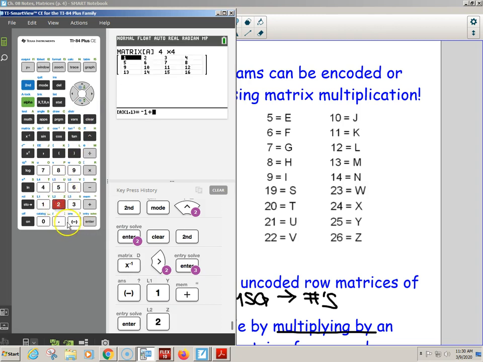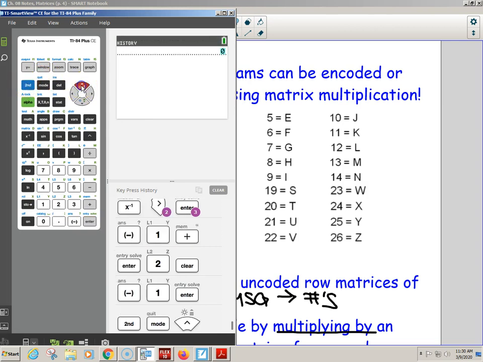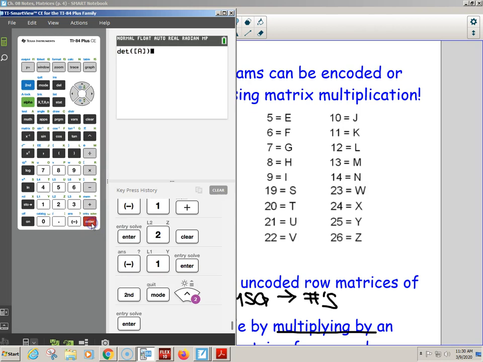Oops. Okay, now let me try my determinant. Well, that's a bummer. Who knew I would make a determinant of 0? Still 0?